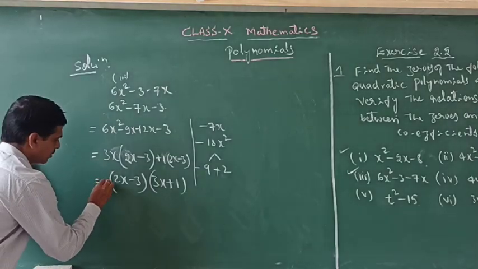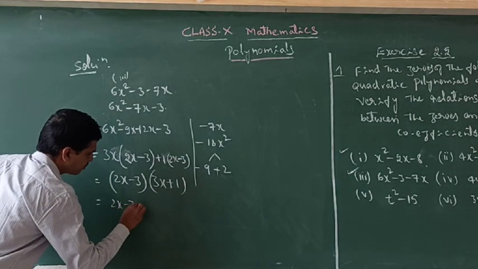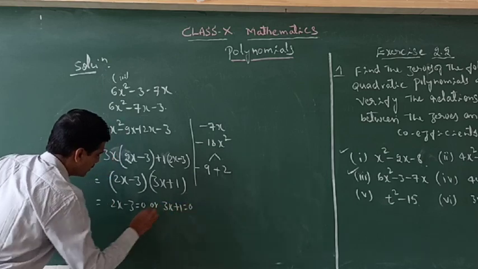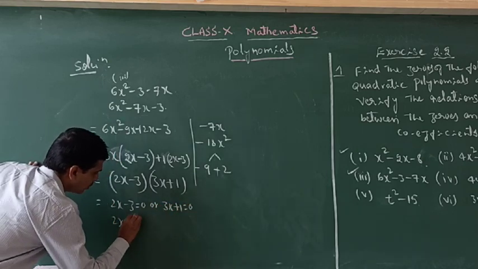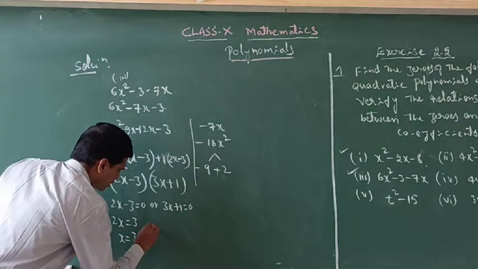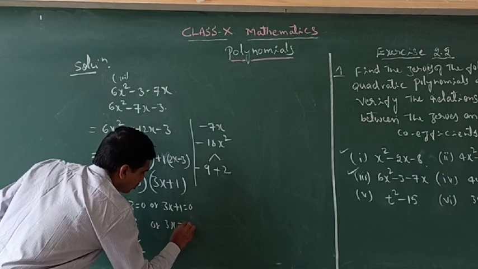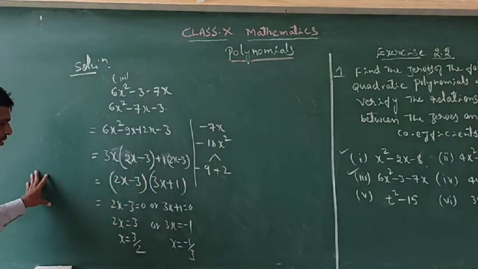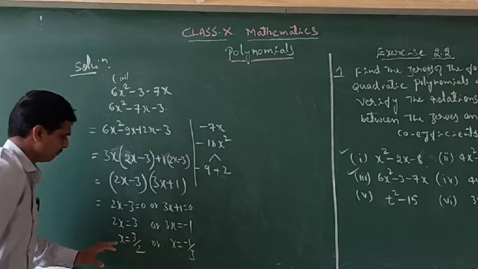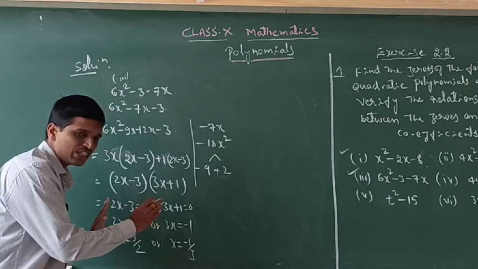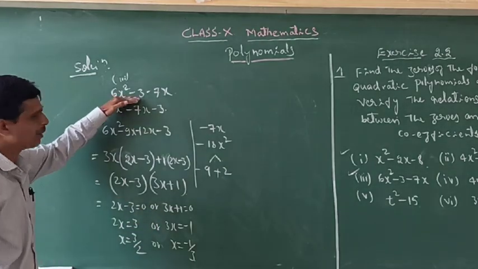Now, therefore 2x minus 3 is equal to 0 or 3x plus 1 is equal to 0. Therefore 2x is equal to 3, so x equals 3 by 2. One solution over. Similarly 3x equals minus 1, and hence x is equal to minus 1 by 3. Therefore the x values are 3 by 2 and minus 1 by 3. At these two values the polynomial becomes 0.